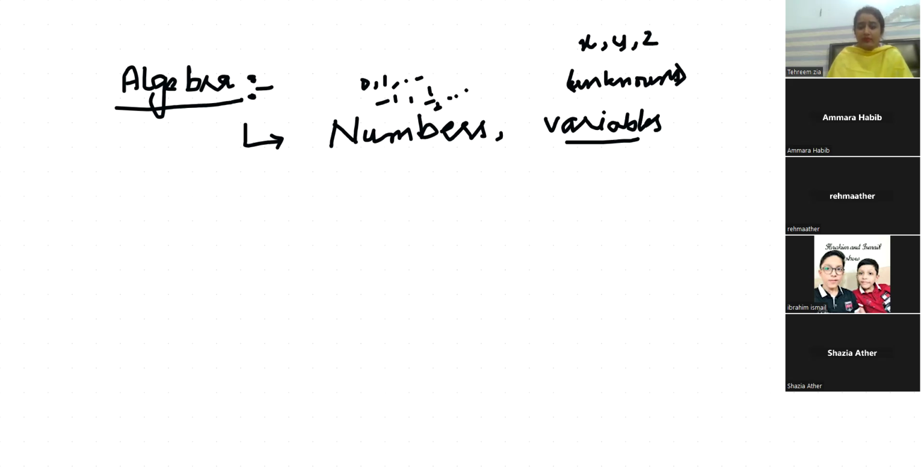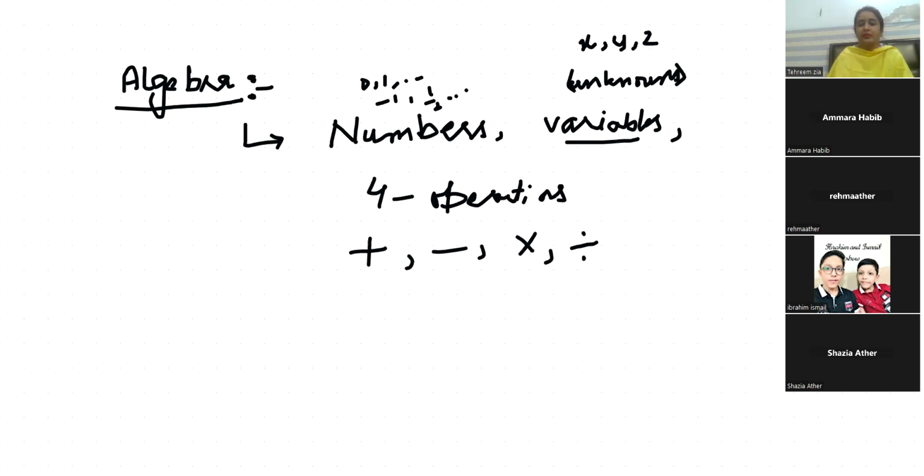Now, after numbers and variables, what we have, an important thing, is 4 operations, right? So what are the 4 operations? Addition, subtraction, multiplication, division. So my question is, what is algebra? Algebra is the combination of all these things: a combination of numbers, variables, and 4 operations.